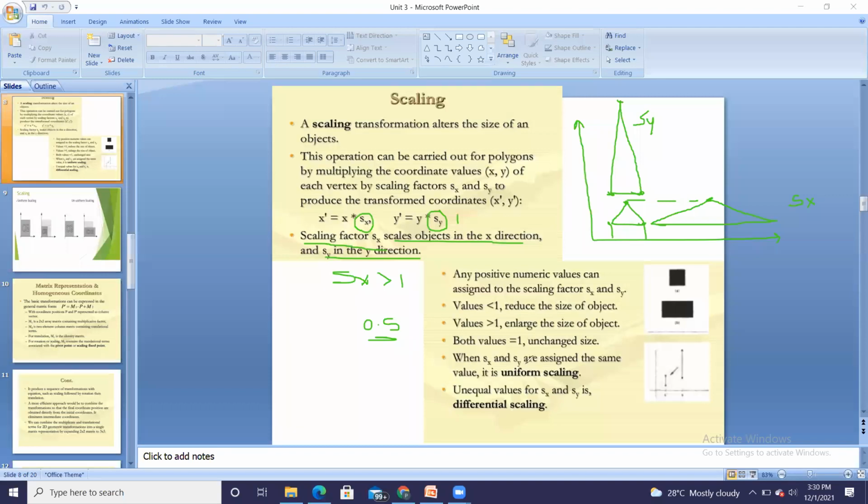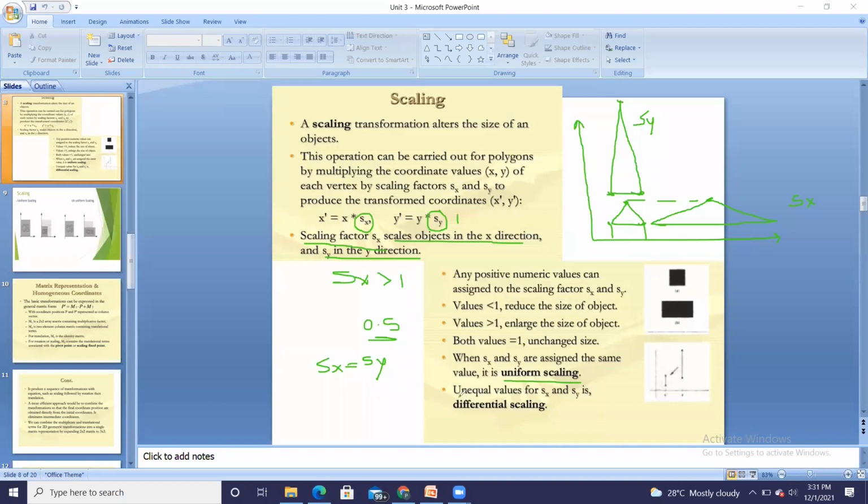Similarly, when Sx is equal to Sy, so what will happen? When both are equal, then the same amount of size change is observed along x and along y, and that is called uniform scaling. Uniformly, I am changing along x and along y.